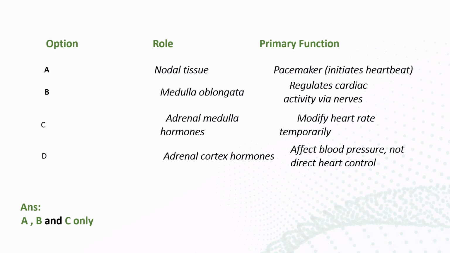So if we see the chart here, normally all four options are responsible for the heart activities, but each one has a different role. For example, nodal tissues or pacemakers, they will initiate the heartbeats. Okay, and the medulla oblongata will regulate the cardiac activities via the nerves, means it will regulate the cardiac activities with the nerve connections.